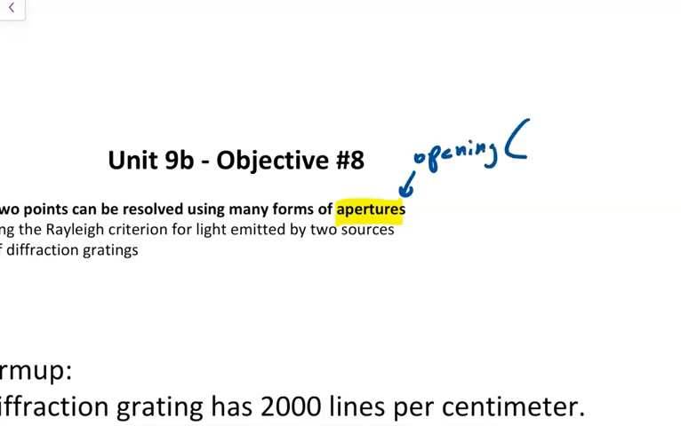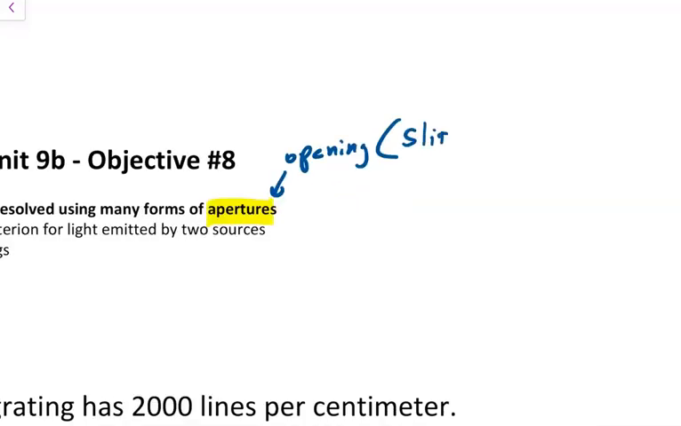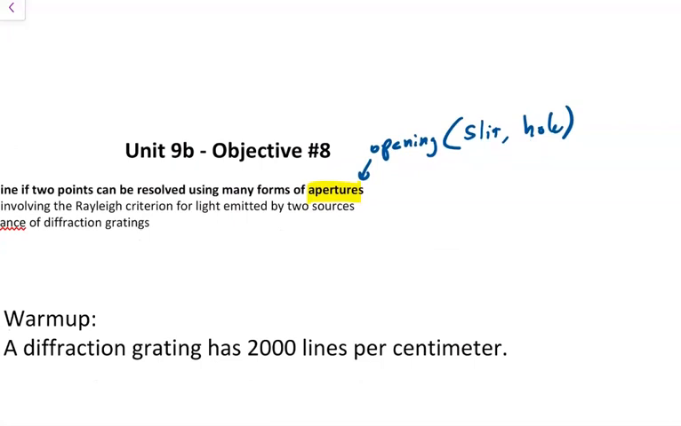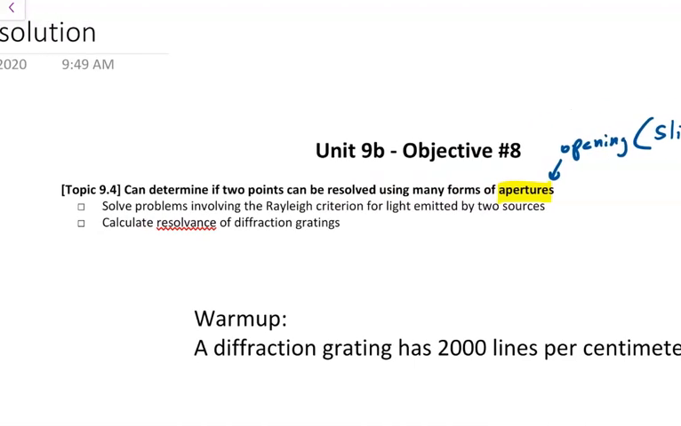So that may be a slit, or a hole, something like that. And when we start identifying where we have slits, we're looking at single slits. We have holes. We have very much circular apertures, such as telescopes, or even our eyeballs are considered an aperture as well. Using that, we're going to solve problems involving the Rayleigh criterion for light emitted by two sources, and we're going to calculate resolvance of diffraction gratings.